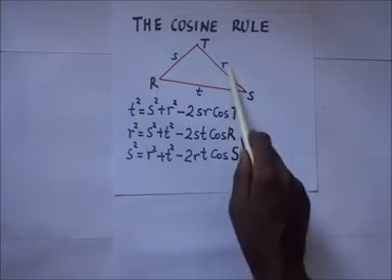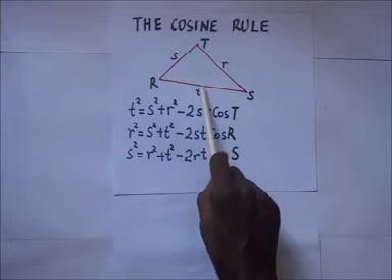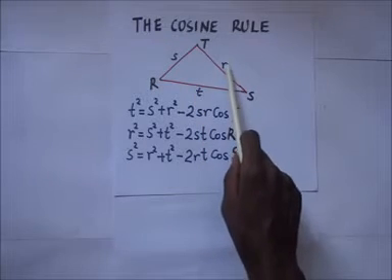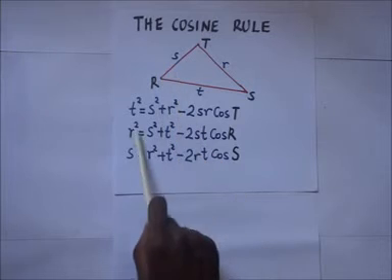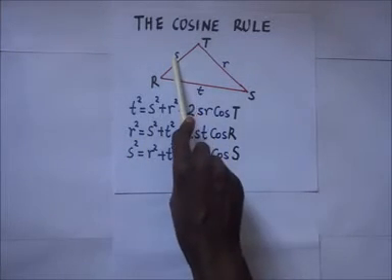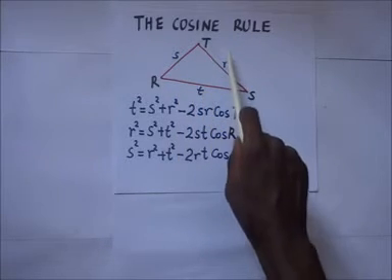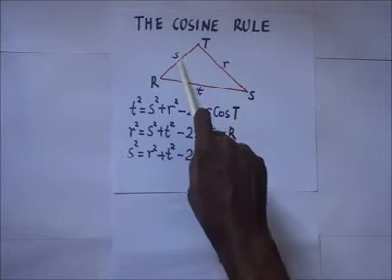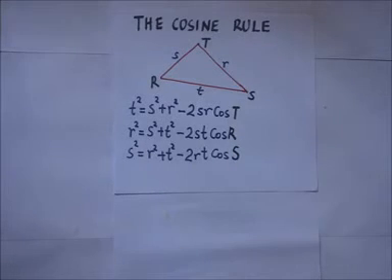If we started with r, it's going to be r squared is equal to s squared plus t squared minus 2 times s times t times the cosine of the angle opposite r, which is capital R. Then if we start with s, it's going to be s squared is equal to r squared plus t squared minus 2 times r times t times the cosine of the angle opposite s, which is cosine S. So the cosine rule is just as simple as that.